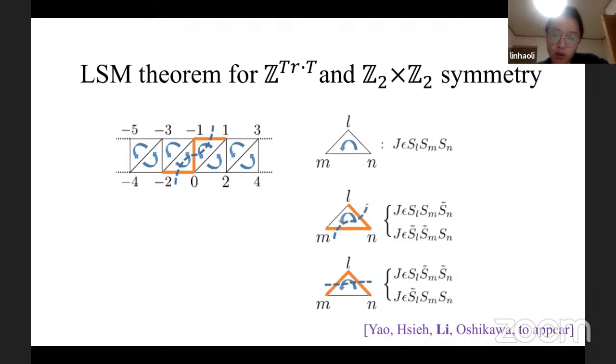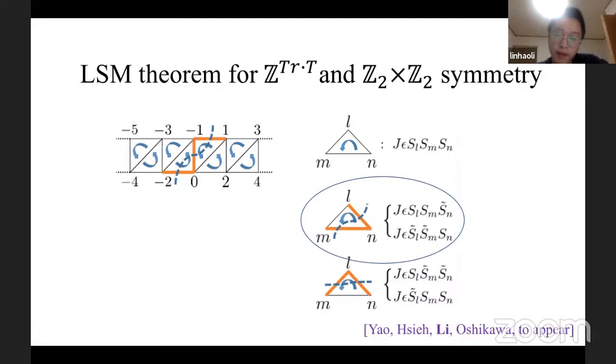For example, if the three-spin interaction with sites M, L, N intersects with this dashed line and the site N is on the right side, we will act an Rx pi rotation on the S_N operator. Equivalently, we can also only twist the spin operators on the left side. And if the interaction does not intersect with this dashed line, it will remain invariant.